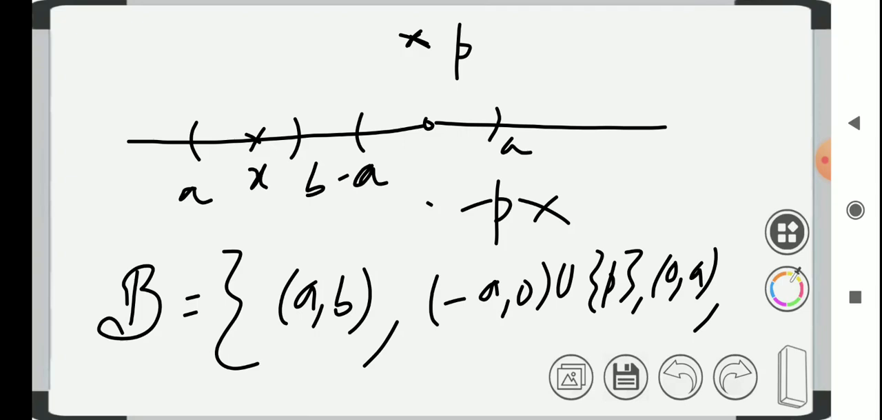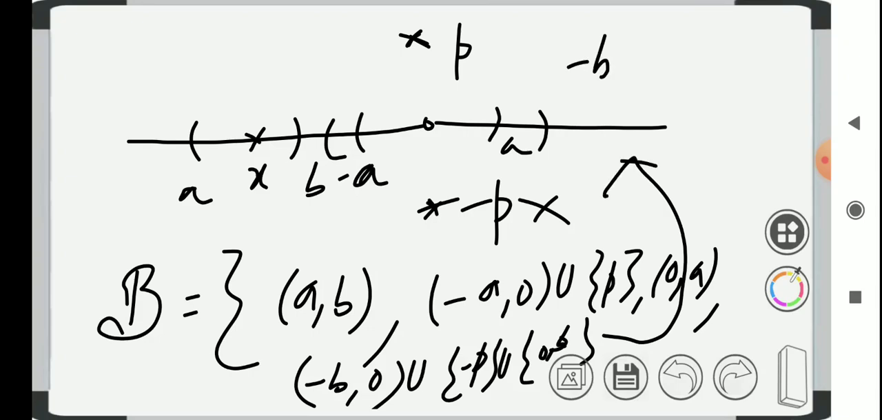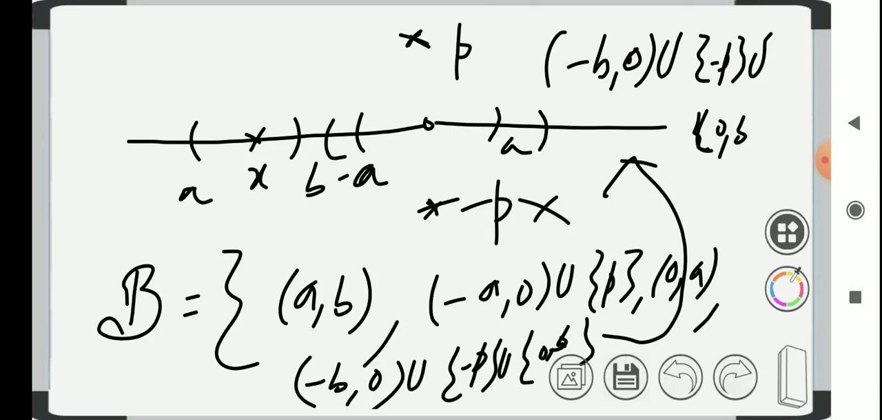Then for minus P, similarly we will choose some minus B like this. For minus B we will choose minus B, 0, union minus P, union 0, B. Let me write this interval here, that is, minus B, 0, union minus P, union 0, B. This interval is written here. So we choose these sets and we conclude that this is a basis for this topology.